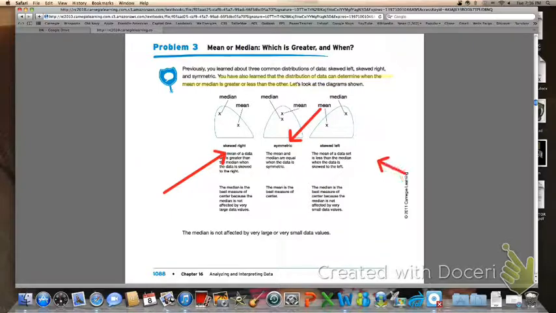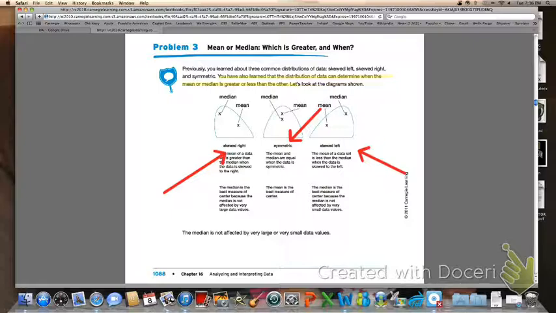Finally, for skewed left, it says the mean of a data set is less than the median when the data is skewed to the left. And in this case, the median is the best measure of center because the median is not affected by very small data values. So make sure that you refer back to these diagrams and these bullet points as far as understanding how to use the distribution of data when trying to figure out if the mean or the median is greater or less than the other.